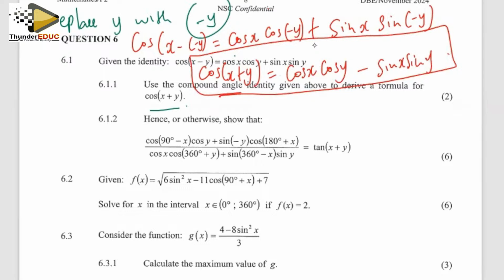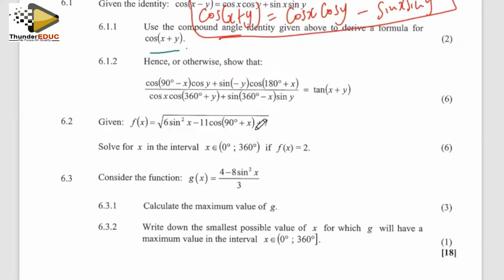So some people would choose to use the 90 minus, 90 plus, well and good, okay? I'm using this. So that is how I would have gone about that. And then hence, or otherwise, hence. So hence simply means that with what we have, with this sort of identity, remember we have the identity of cos x plus y is given as this. So where there is cos of x plus y, we can replace it with all of that. Either way, okay? So we need to simplify that.